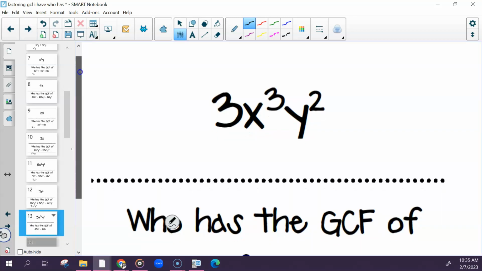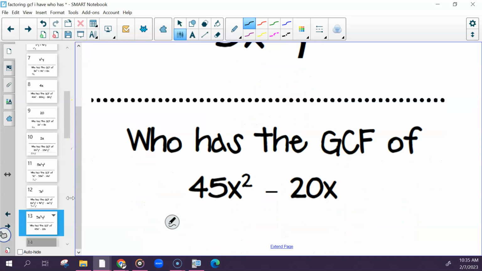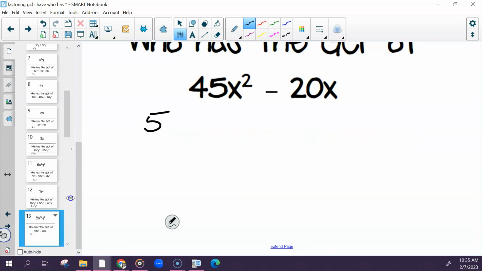Okay, go for it. Who has the GCF of 45x to the second minus 20x? Who has that GCF? It is 5. Anything else they have in common? X. So who has 5x? Go for it.